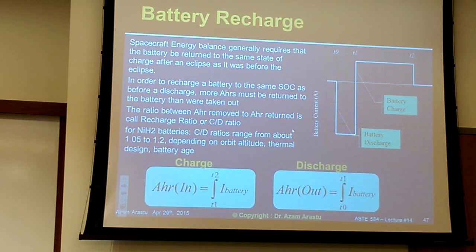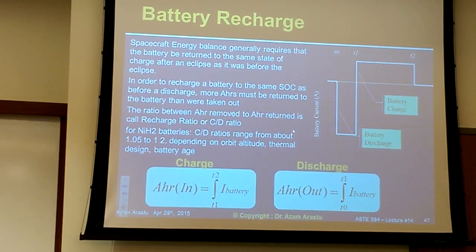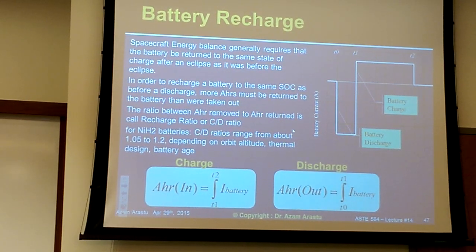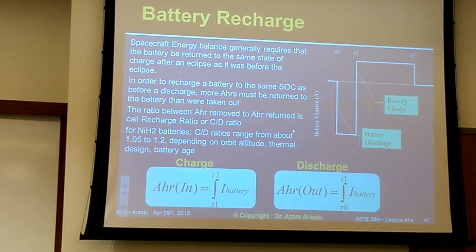And again, this is a good thing: always check back to see that your charge rates are such that A, you're able to do this in time, and B, not overdoing it, not doing it too fast and making the solar array too big.